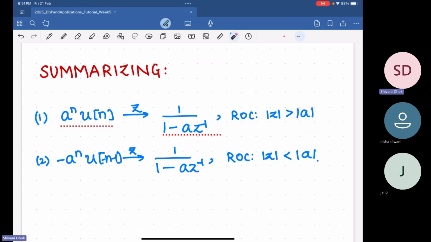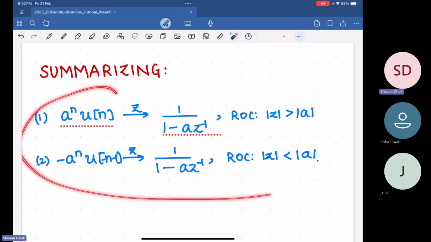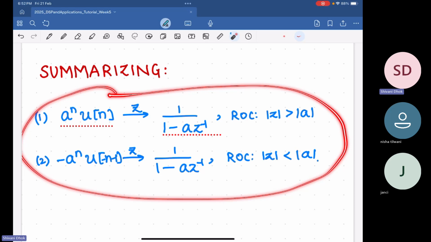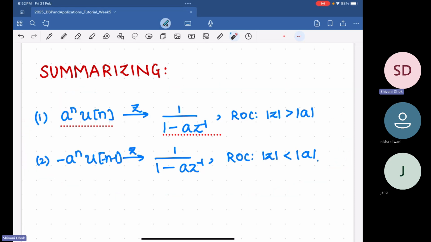Now another thing to keep in mind is, we found another signal which is minus a to the power n times u(-n-1), whose z transform expression is exactly the same, that is 1 upon 1 minus a z inverse, but a completely different ROC, which is magnitude of z less than a. These are two standard signals, and we will use the z transforms of these standard signals left and right to find the inverse z transforms. So we need to keep this in mind. Okay, any questions? If there are no questions, I'll move on to the next part.